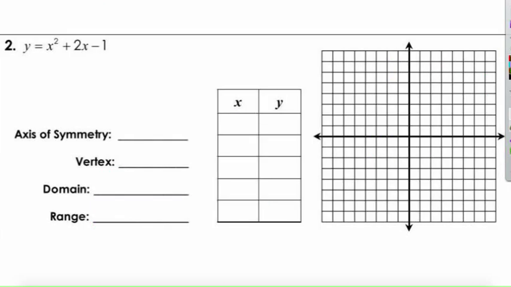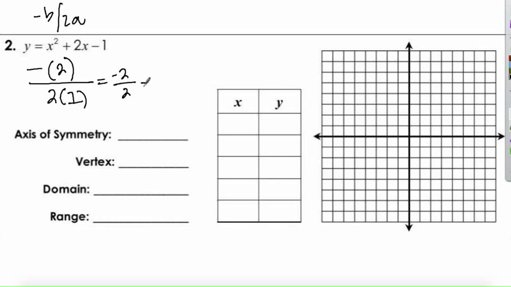So example 2, walking through the process again, I'm going to find the axis of symmetry by doing negative b divided by 2a. Our b here is 2, our a is a positive 1, so we've got negative 2 over 2 times 1. So that's negative 2 over 2, which gives us negative 1. So the axis of symmetry, the line dividing the parabola, is going to happen at x is equal to negative 1. We know that is the x-coordinate of the vertex, so we're going to go ahead and put that there.